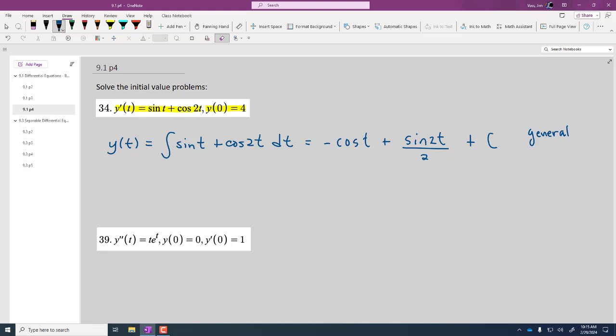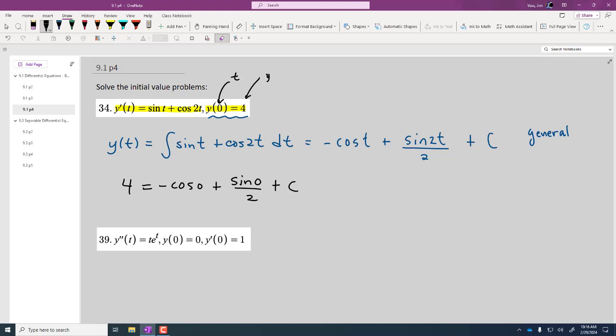And then we can get a particular solution. We can get one solution with that initial value. This initial value will allow us to pick the one antiderivative that satisfies the whole thing, including that initial value. So let's plug it in. It says y of 0 is 4. So it tells us that y is 4 when we plug in 0 for t. That's what that initial value is saying. When you plug in 0 for t, your y value is 4.